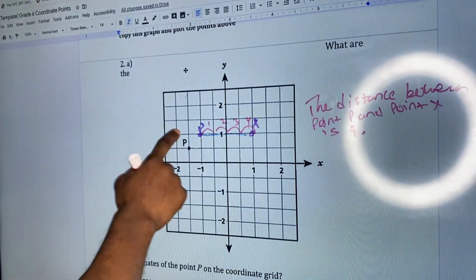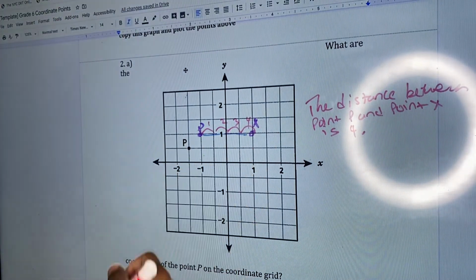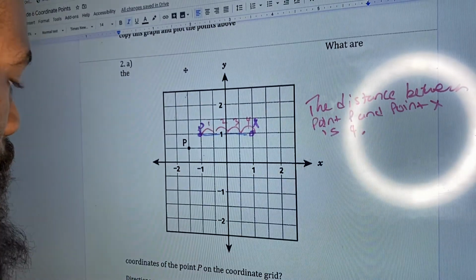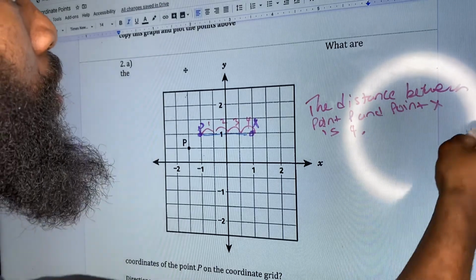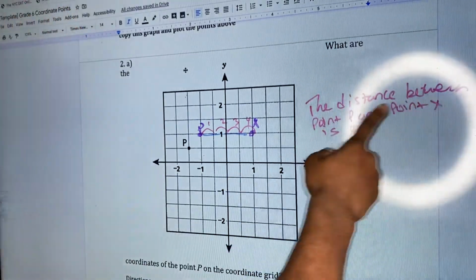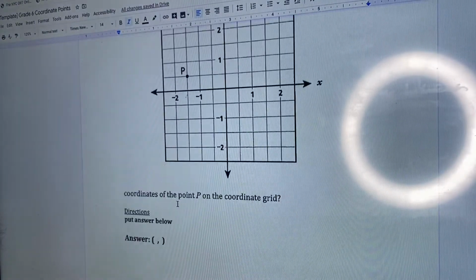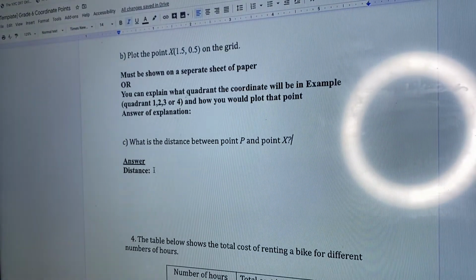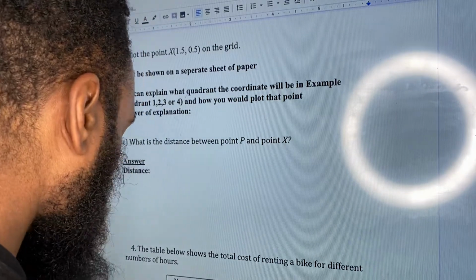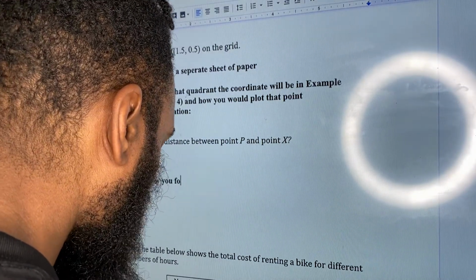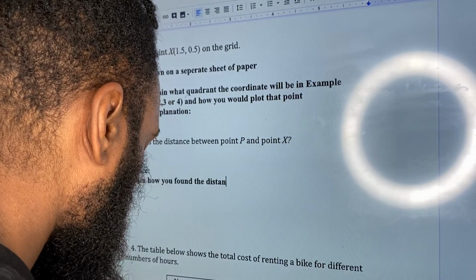So when you plot your point P and wherever your point X is over here, you're going to count the spaces. And then you're going to put that answer here. I hope you guys see this. And so you don't got to do it on paper. Explain how you found the distance.